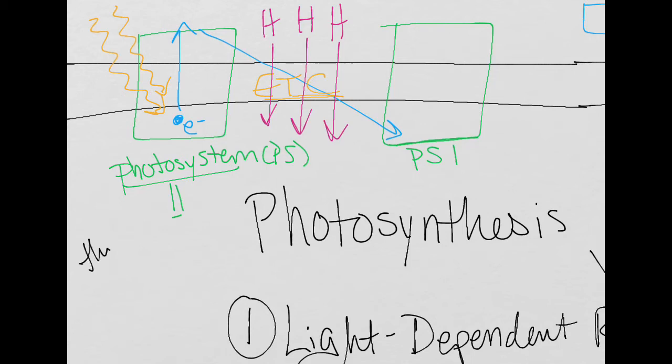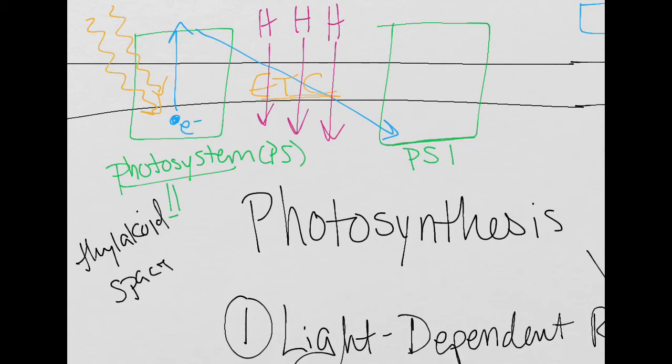This side will be the thylakoid space, and this side will be the stroma. So that inner portion of the chloroplast. So we're pushing hydrogen ions, and again, those are positive, into that thylakoid space. Okay? And so therefore, we've lost this electron here from photosystem 2.